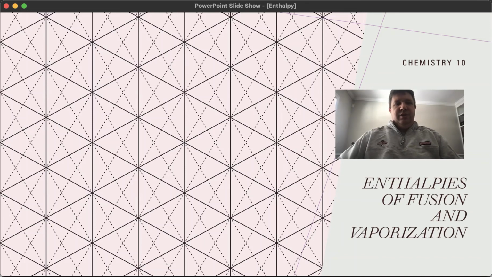Today, a short summary slash review slash explanation of the concept of enthalpy as it relates to state changes. And so specifically, we're going to call these the enthalpy of fusion, which is related to the solid-liquid state change boundary, and the enthalpy of vaporization, which is related to the liquid to gas state change boundary.